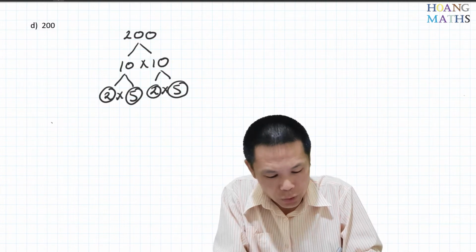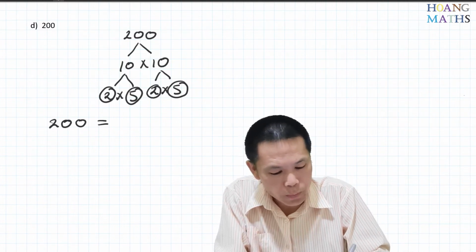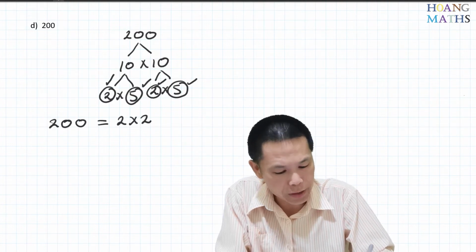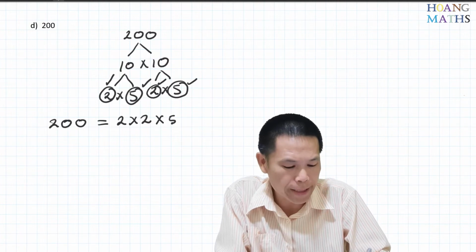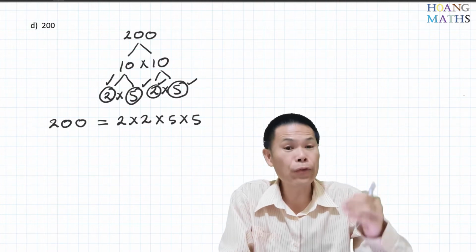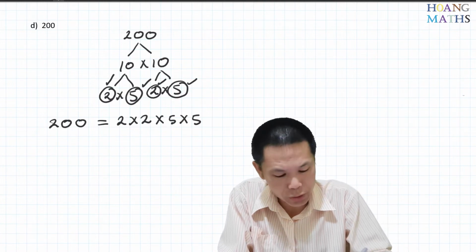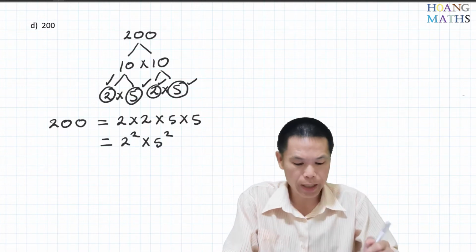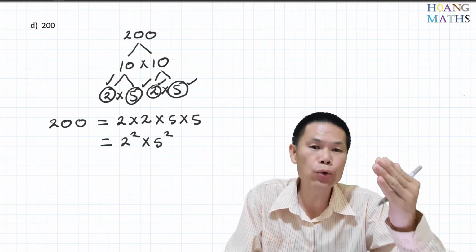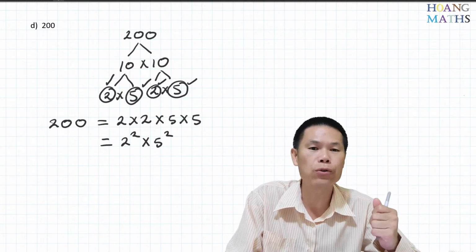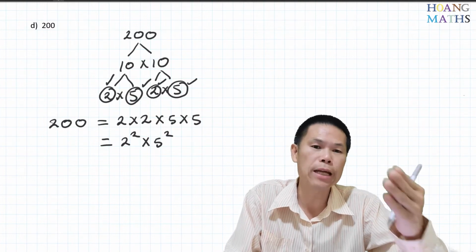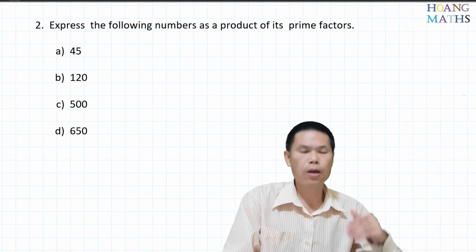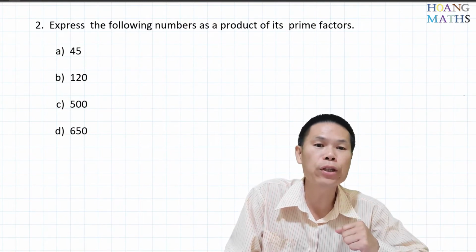So therefore, 200 is equal to this 2 and this 2, so 2 times 2, and this 5. Make sure we write everything down. So 5 times 5. Therefore, 2 times 2 is 2 squared, and then times 5 squared. So 200 is 2 to the power of 2 times 5 to the power of 2, or 200 is 2 squared times 5 squared. Please pause the video and try this one yourself.